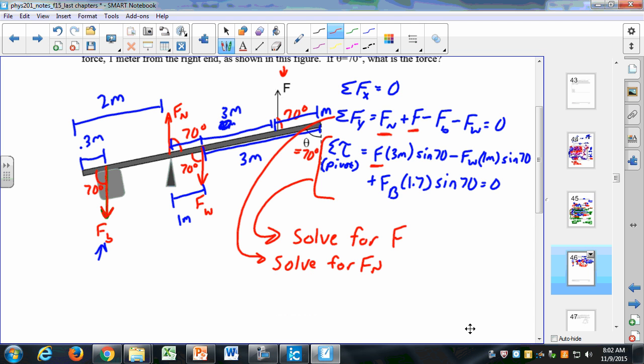The one on your take home is a little more complicated than this because you don't know the angle, but it's a very similar problem.